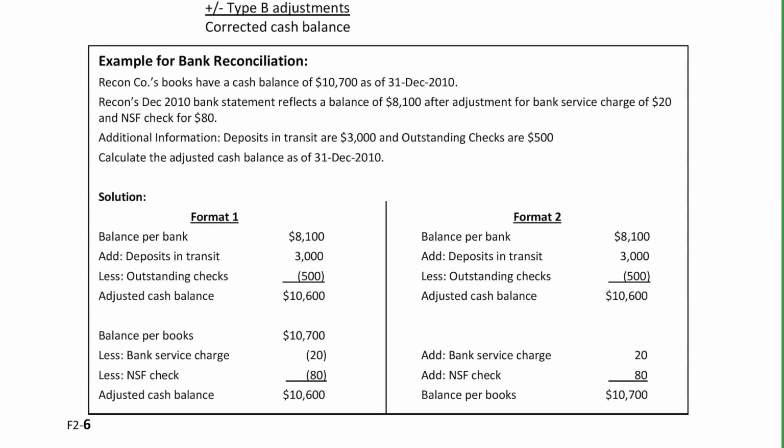First, let's look at format 1, where we start with the balance per bank and we are getting to the adjusted cash balance. So the reconciling items here are actually type A items because they do not require any adjustment on our books. So put a bracket there and write type A. Then on the second part of format 1, we have the balance per books and we are going to the adjusted cash balance. So these reconciling items require an adjustment on our books, and these are, put a bracket and write type B.